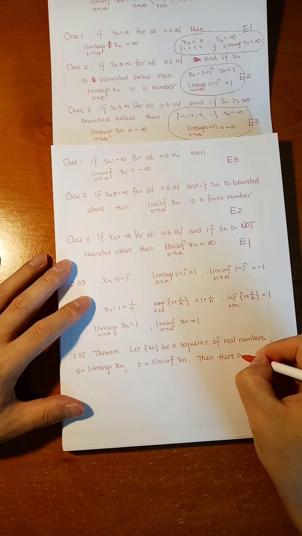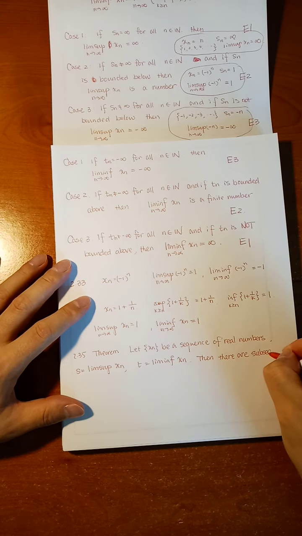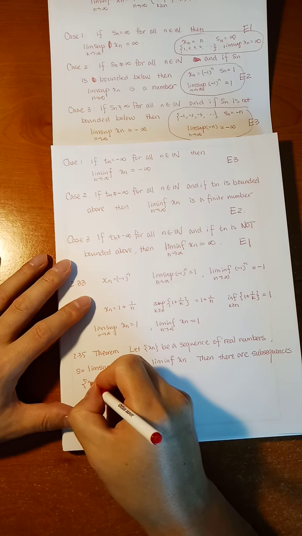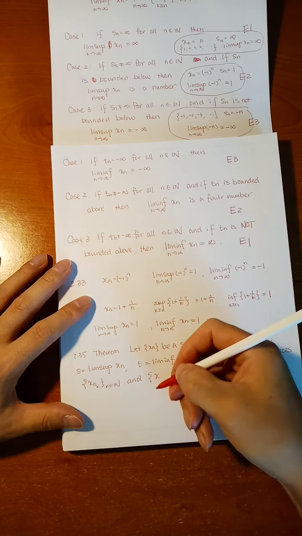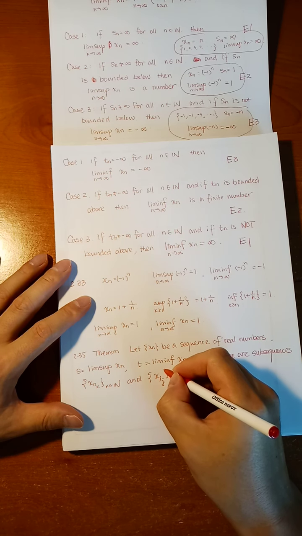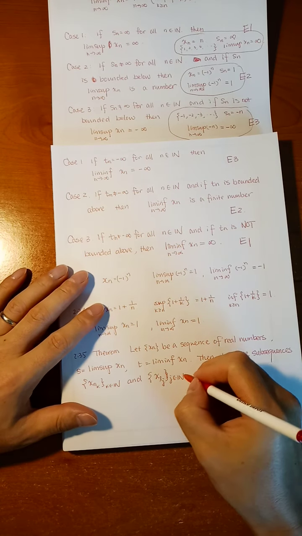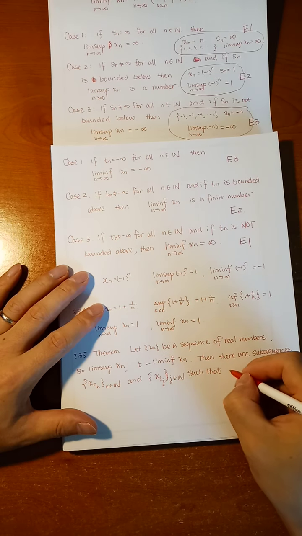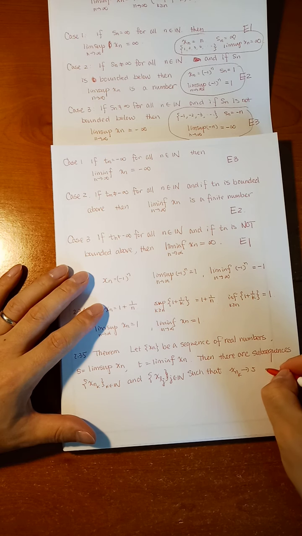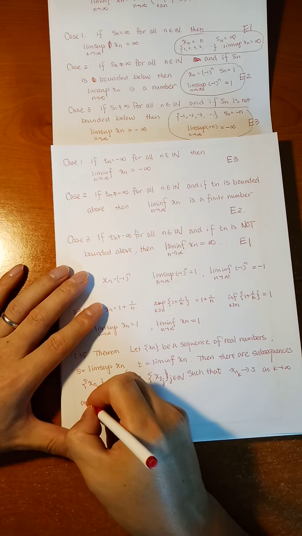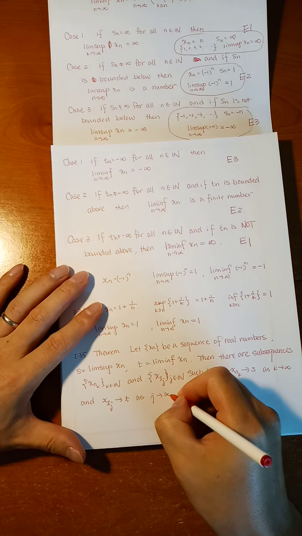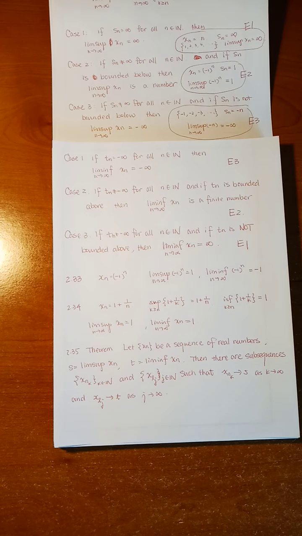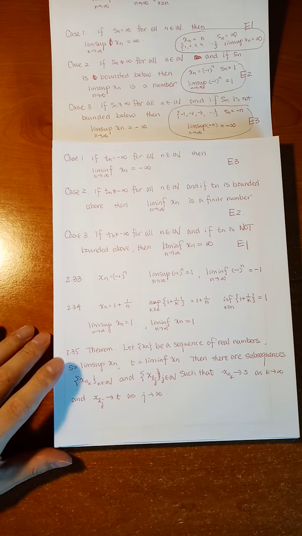there are subsequences x_{n_k}, k in N, and x_{l_j}, j in N, two subsequences such that x_{n_k} will approach S as k approaches infinity, and x_{l_j} will approach T as j approaches infinity. Okay, so the lim sup and lim inf are the limits of certain convergent subsequences.